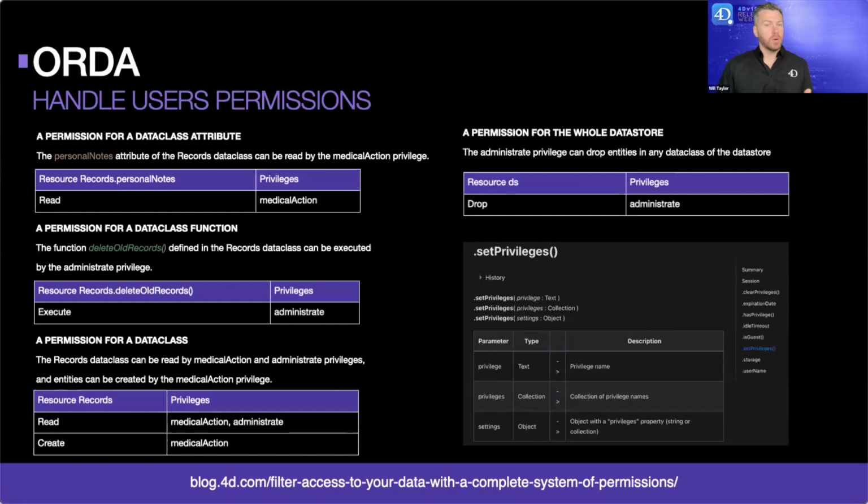Now, these roles, privileges, and permissions are different from the usual 4D groups. They are simply defined in a JSON file in your project folder, where you can describe all the protection rules you want, from the data store to specific data class attributes. It is therefore a very powerful feature with which you can control very finely the access to your data. And I recommend you read the dedicated blog post and the documentation, and then you should have everything you need to know about this feature.